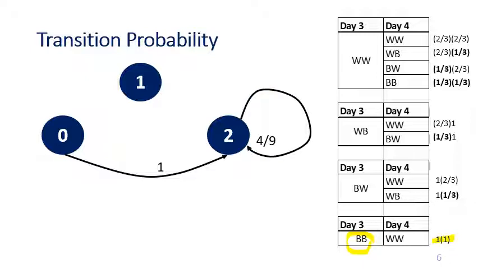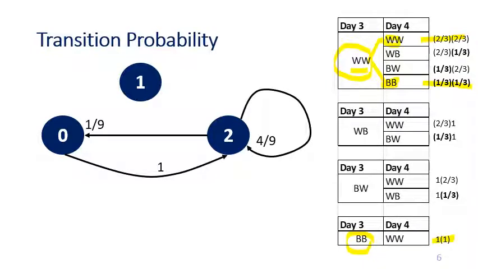And then if you have 2 machines working at the beginning of day 3, at the beginning of day 4, you will have 2 machines working with probability 4/9. And then you may also have no machine working at the beginning of day 4, which means both machines break down during day 3, with the probability of 1/9. And then you may go from both working, so 2 machines working, to only 1 machine working at the beginning of day 4.